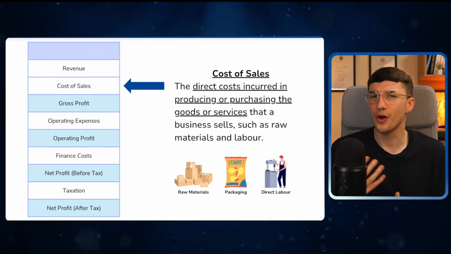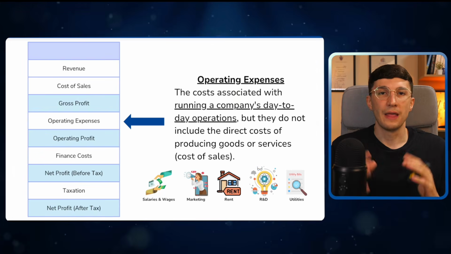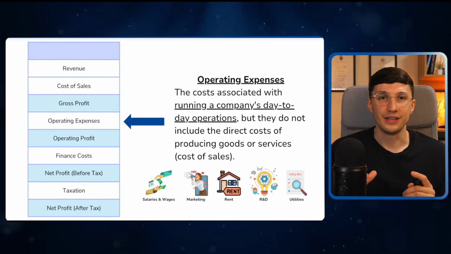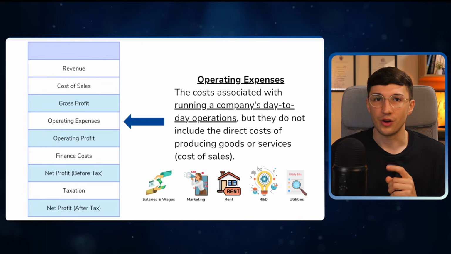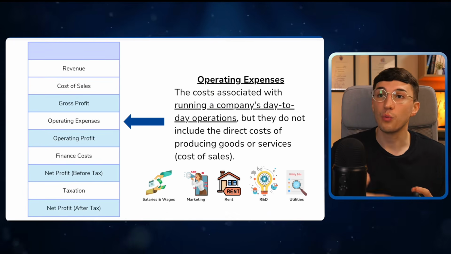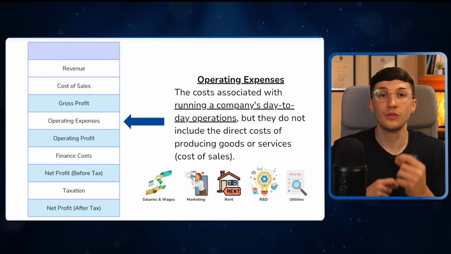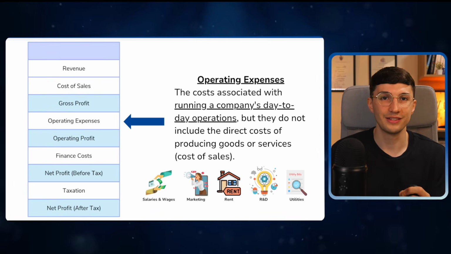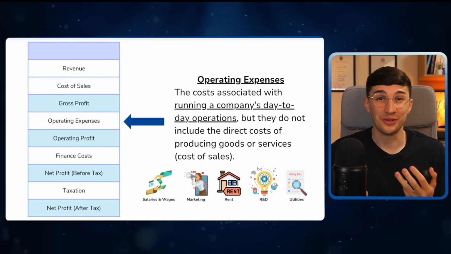They're kind of like the variable costs of the business. And then we've got our operating expenses. Now these are the indirect costs, so they're not directly used to make the product or service. Instead, what these costs are used for is to do the day-to-day operations of the business. So once again, fairly similar to our fixed costs.